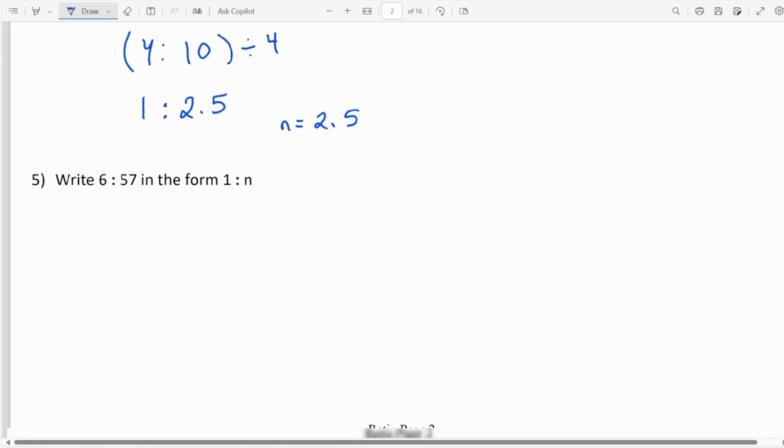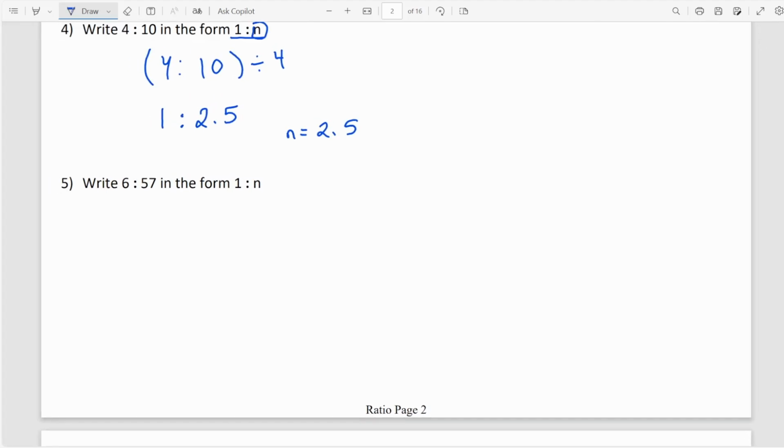Here's another example right here. So we have 6 and 57 in the form 1 to n. So again, I will go ahead and divide by 6 because I know that the 6 is a 1 now in this ratio, in this equivalent ratio. So this gives us 1 on the left, and 57 divided by 6 gives you 9.5.